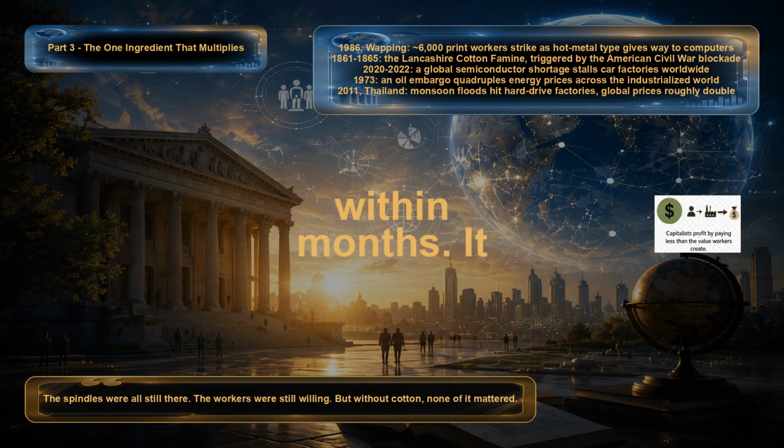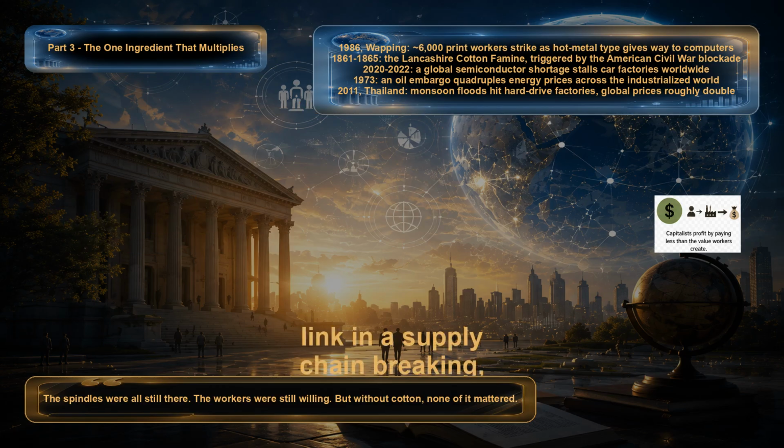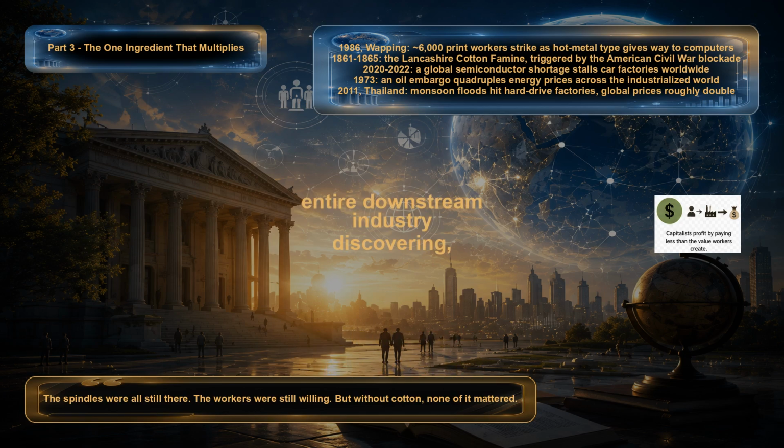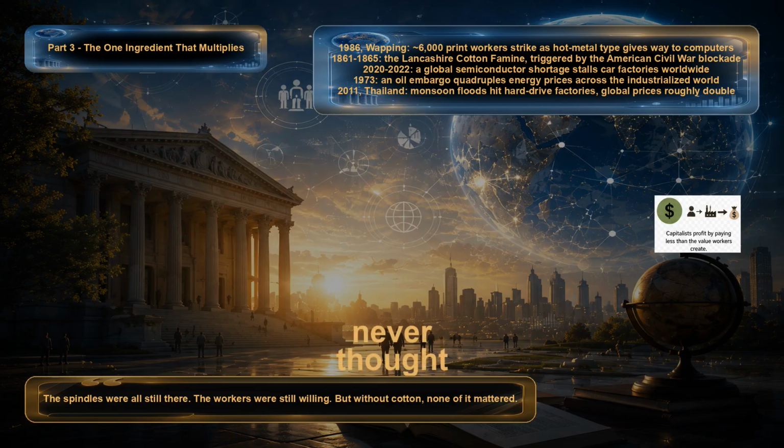doubled within months. It is almost a miniature, contained repeat of the Lancashire cotton famine: one narrow link in a supply chain breaking, and an entire downstream industry discovering, all at once, just how completely its variable capital depended on constant capital it had never thought twice about.